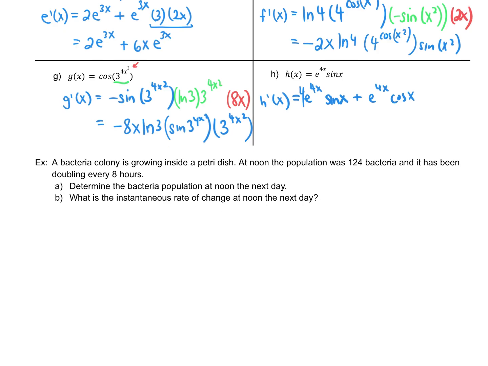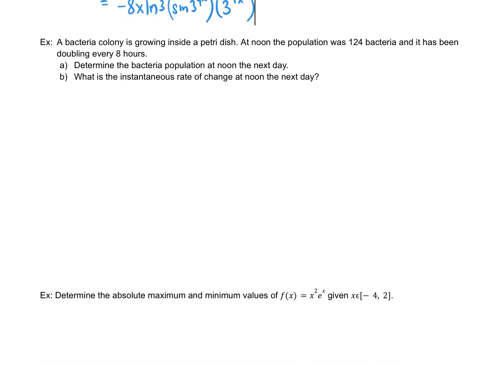All right. Next we have one word problem and then a final little optimization question. So a bacteria colony is growing inside a petri dish. At noon, the population was 124 bacteria, and it has been doubling every 8 hours. Determine the bacterial population at noon the next day. So first thing, we need to create a function to represent this growth. So I'm going to use P for population and H for hours.